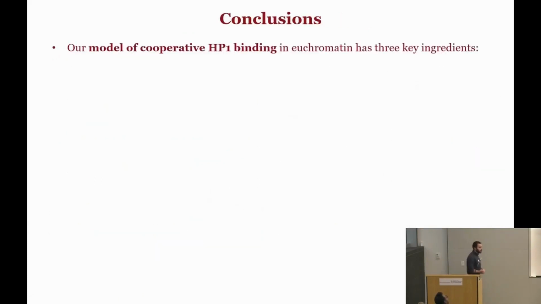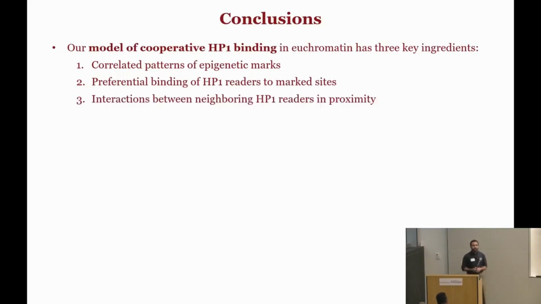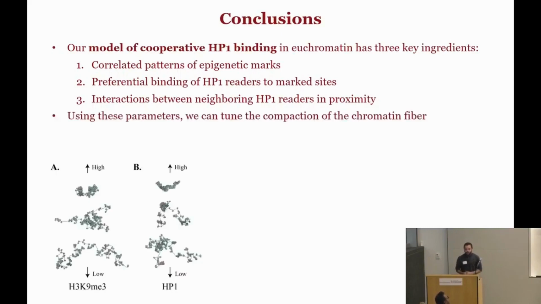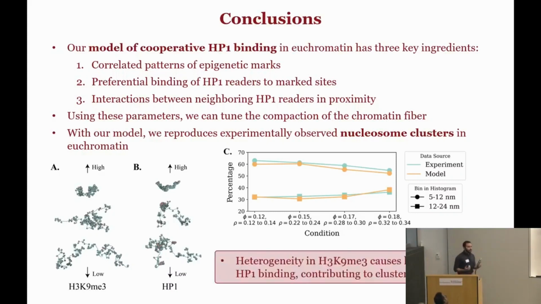So in summary, we have a model that has 3 key ingredients. We have correlated patterns of H3K9me3 marks. We have preferential binding of HP1 to those marks. And then we have oligomerization, or favorable interactions between HP1s in spatial proximity. We know that varying these parameters affects the clustering along the chromatin fiber, and by varying biologically relevant parameters, we were able to replicate conditions measured experimentally. So the take-home message is that, according to our model, heterogeneity in H3K9me3 marks causes heterogeneity in HP1 binding, which results in this cluster formation.